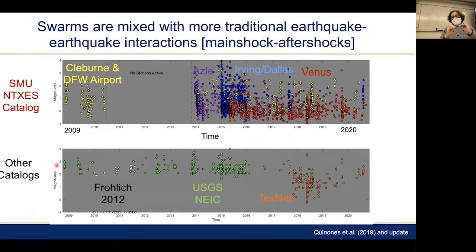So again, what we have seen in the Fort Worth Basin is that usually there's a series of mid-magnitude 3s rather than a traditional main shock aftershock, right? So you'll have a few 3s or maybe 10 3s located within the first month, and then the sequence continues. And this is just another way of looking at the SMU catalog, color-coded now by fault, versus the other catalogs. So USGS, the TA catalog, and then when TexNet goes into place.